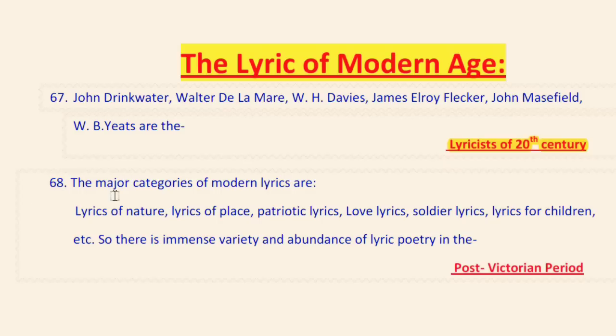Question number 68. The major categories of modern lyrics are lyrics of nature, lyrics of place, patriotic lyrics, love lyrics, soldier lyrics, lyrics for children, etc. So there is immense variety and abundance of lyric poetry in, the answer is, the post-Victorian period.